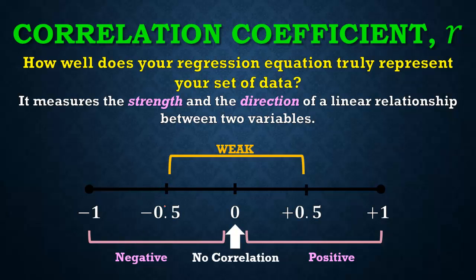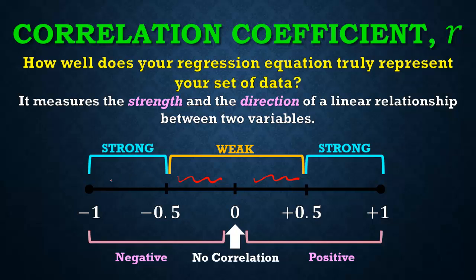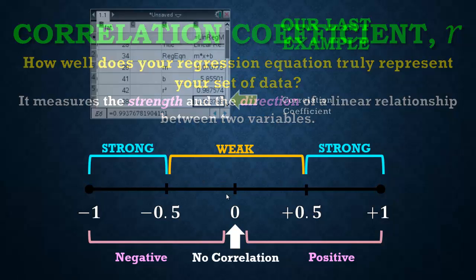A weak correlation would be between -0.5 and +0.5. This area all in here, weak correlation. Your strong correlations are between 0.5 and 1, and -0.5 and -1. The closer you are to -1 and +1, the stronger the correlation.